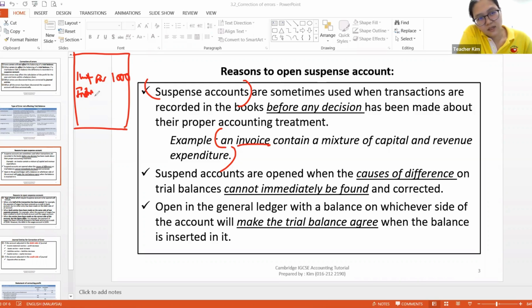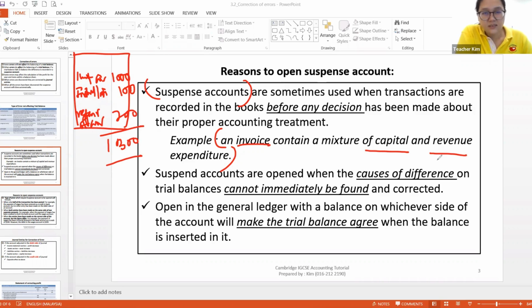Installation of the aircon, this is installation, cost you 100. At the same time, you have another unit in your house, the aircon, so repair of the aircon, 200. Total bill, they charge you 1,300. So maybe this junior staff does not know what is capital expenditure and what is revenue expenditure. So they will just dump it into here.